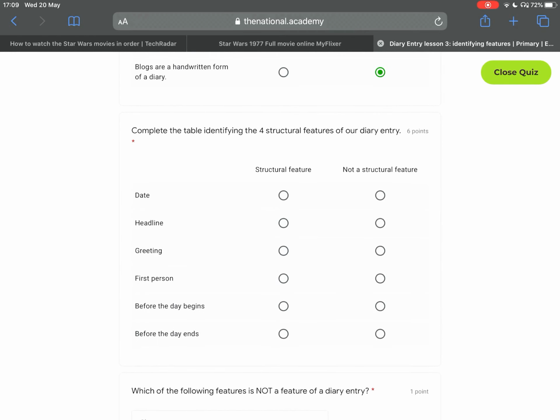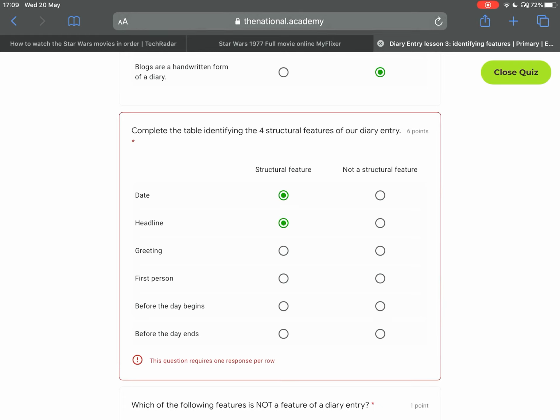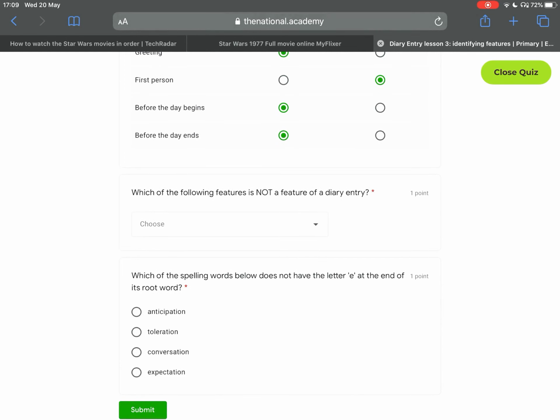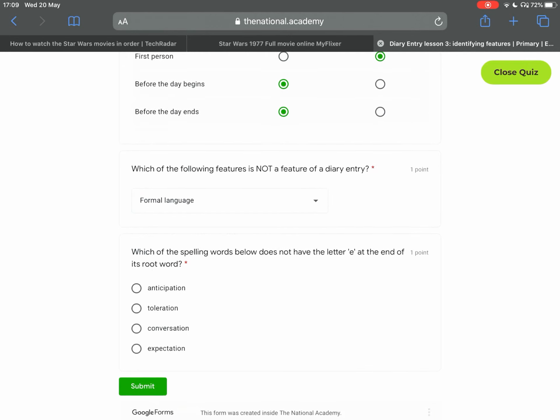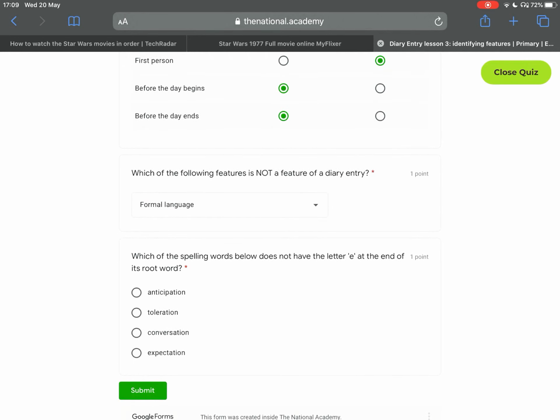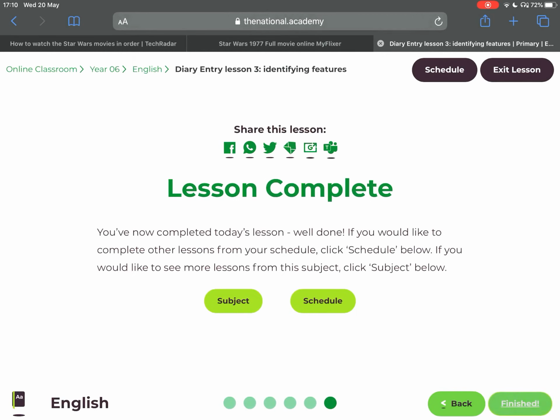Complete the table identifying the 4 structural features of our diary entry. Date is structural. Headline is not structural. Greeting, yes. First person, no. Before the day begins, yes. Before the day ends, yes. Which of the following features is not a feature of a diary entry? So let's see. The formal language is not a feature. Which of the spelling words below does not have the letter E at the end of its root word? That would be expectation. It would be expect. That doesn't have an E.